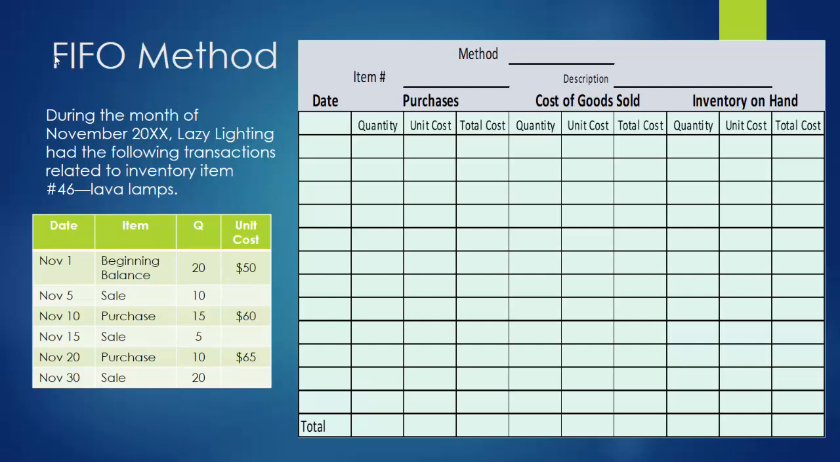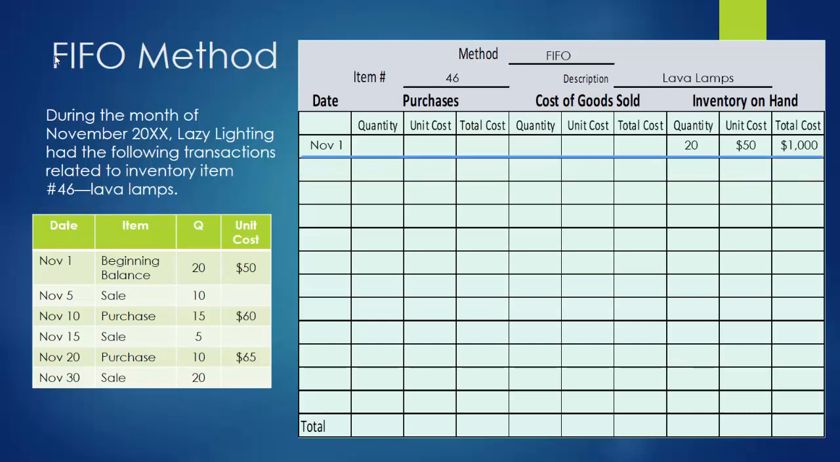So we start our perpetual inventory record by filling in the method. It is the FIFO method. Its item number is 46, and its description is lava lamps. For our beginning balance on November 1st, we're going to place that into our inventory on hand, because that's what we have on hand when the month starts. What do we have? We have 20 lava lamps. Each one has a unit cost of $50, which means the total cost that Lazy Lighting paid to acquire those lava lamps was $1,000.